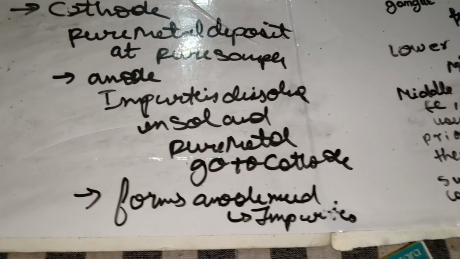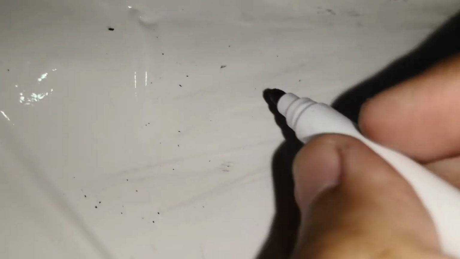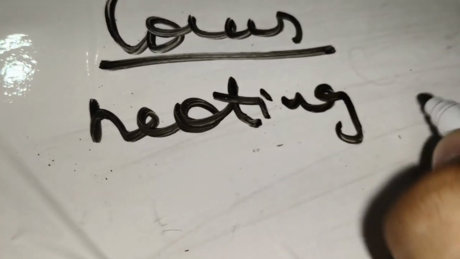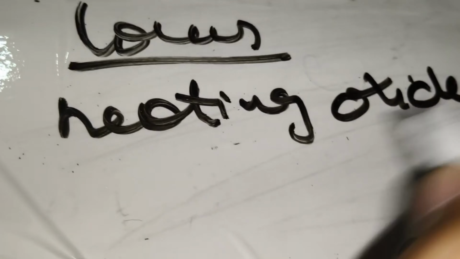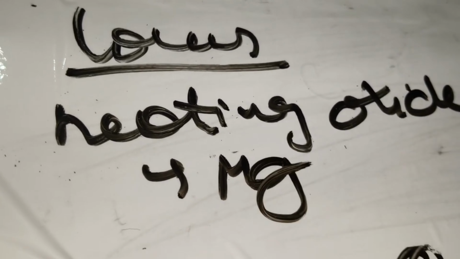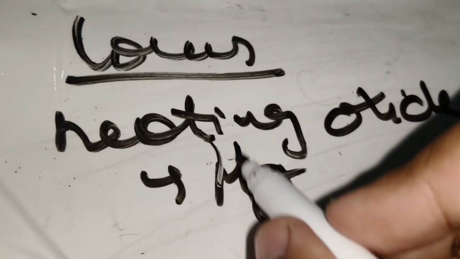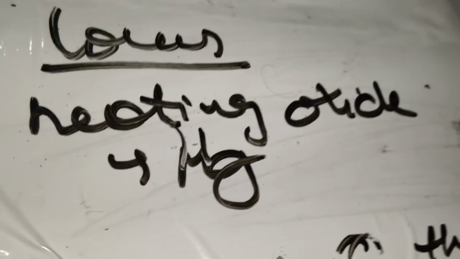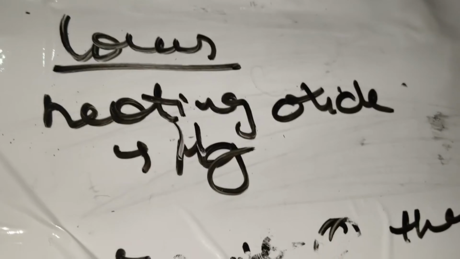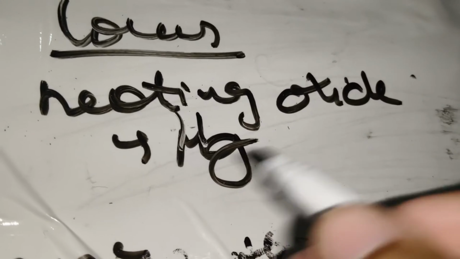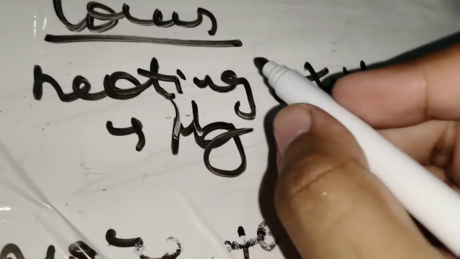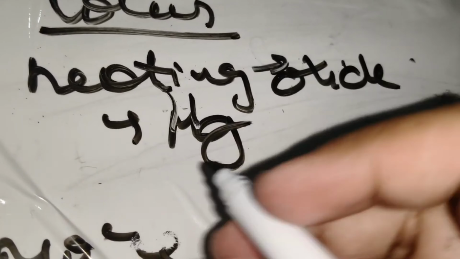Thanks for watching. I have told you that for the lower reactive elements, we do heating that forms the oxide, and thereafter we reduce the oxide to get the metal. Basically I told you about the metal mercury. When we heat the oxide, we easily get the mercury itself.